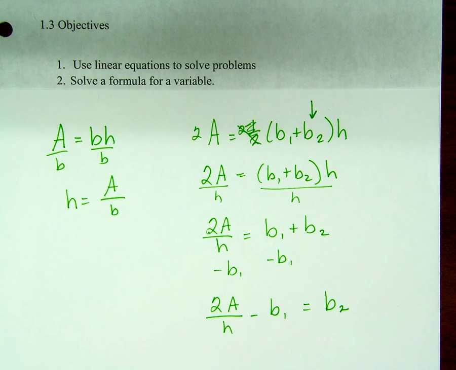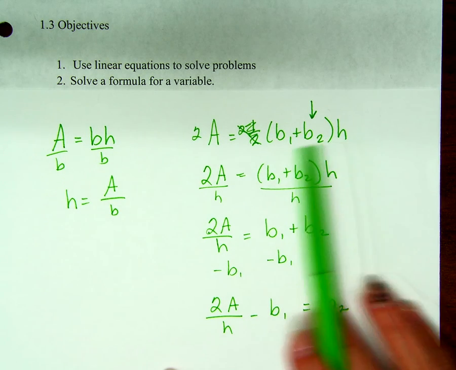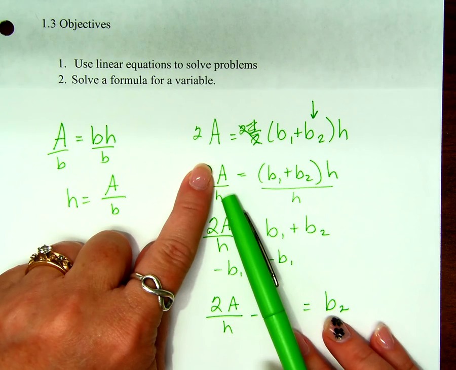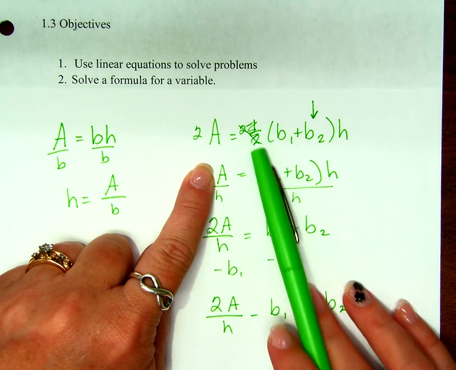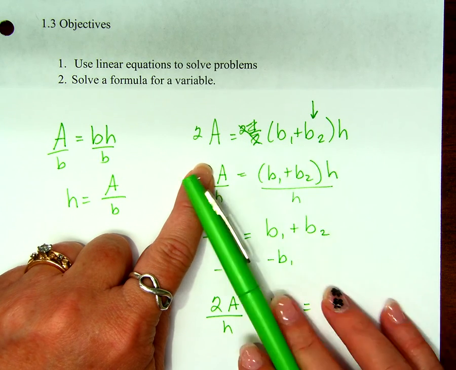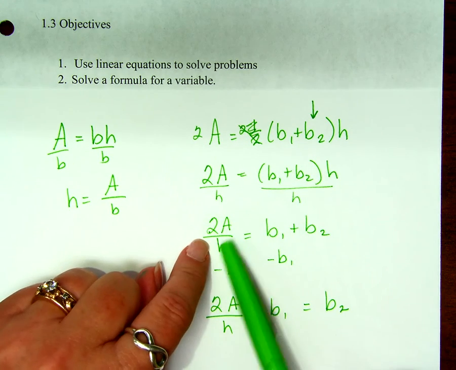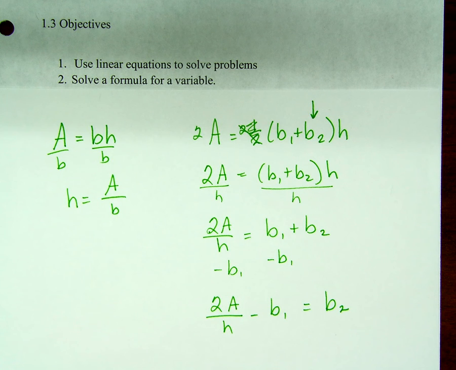You could have started by dividing by h. Absolutely, you could have, because if we divided both sides by h, that would give us a over h equals 1/2 times that, and then we'd multiply both sides by 2, which would give us 2a over h. Very good. We could have actually started by multiplying both sides by 2 over h. Take care of both things at one time. There's not just one way to do these all the time.